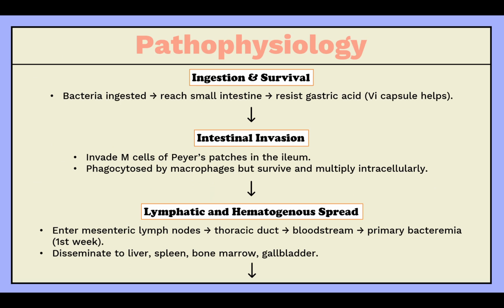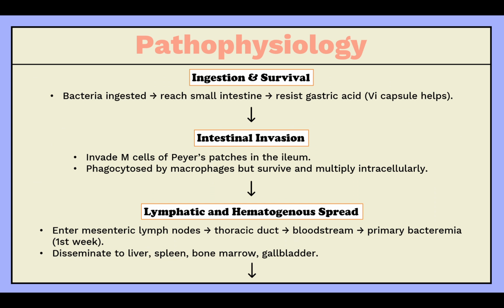Let's meticulously trace the journey of S. typhi once it enters the human body, detailing its sophisticated pathogenic mechanisms. The process begins with ingestion. Once swallowed, the bacteria face the acidic environment of the stomach. They possess a crucial virulence factor, the Vi capsule, which helps them resist gastric acid and survive this harsh environment, allowing them to reach the small intestine.